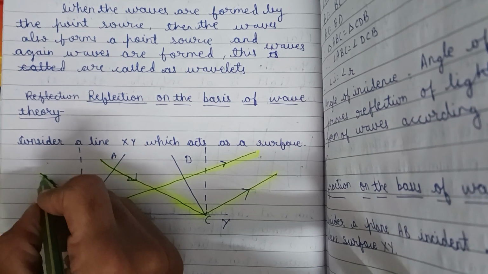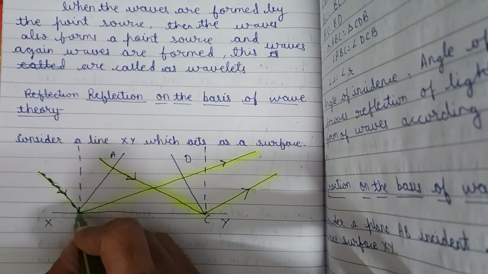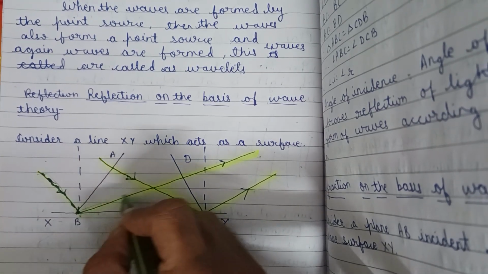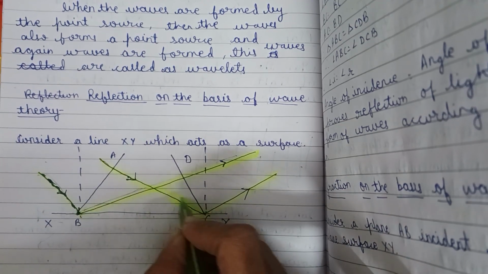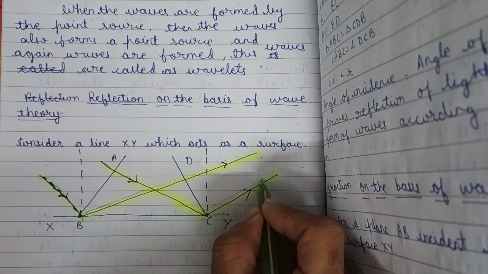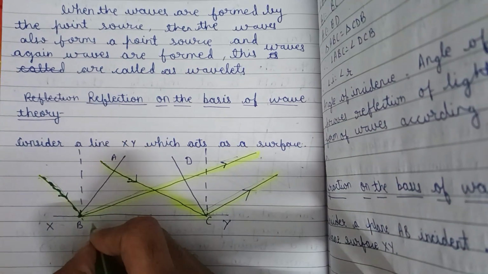So this is our incident light. This light ray is coming like this and going like this. Same, this other light ray is also coming like this and going like this. So now we make a normal.